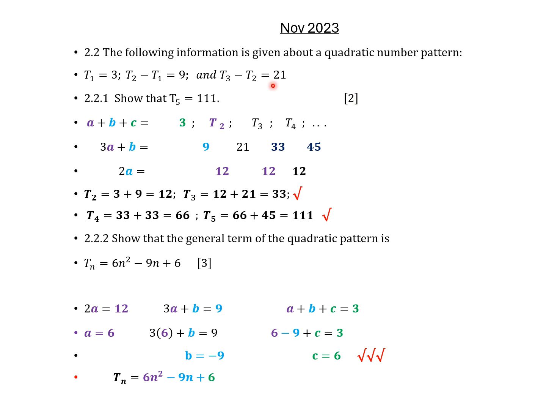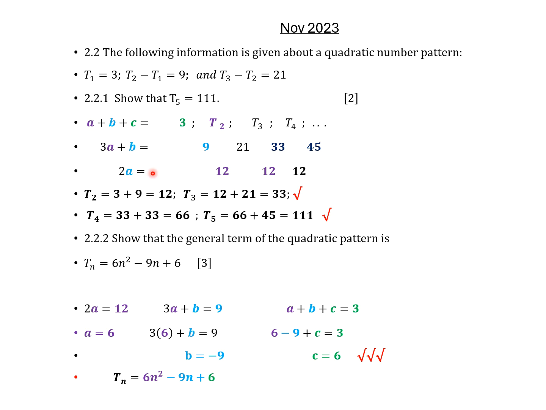Now in this question, slightly different, given that in 2018 we gave you the sequence. Here we say the following information is given about a quadratic number pattern. So they say term 1 is 3. Term 2 minus term 1 is 9. So there's 3. Term 2 minus term 1 gives me 9. Then we have term 3 minus term 2 equal 21. So term 3 minus term 2 gives me 21. Alright, so if we continue, 21 minus 9 then gives me 12. So they've given me all the values, the second difference.